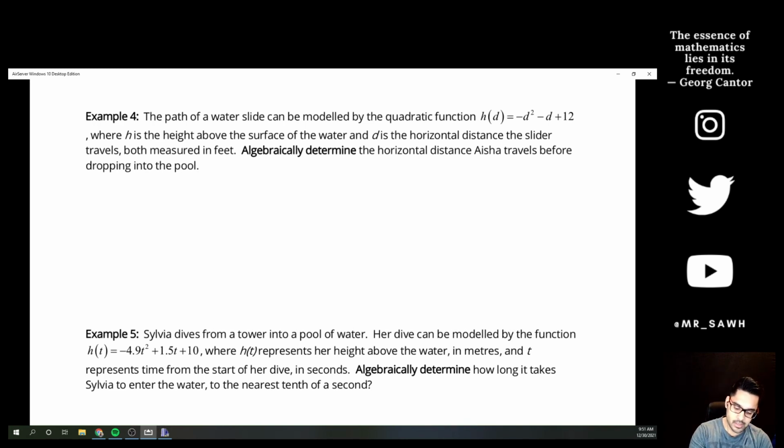Okay, so you gotta think about the situation. So let's draw this out. Just some axes for us. So here's y, here's x. And if it's a water slide, the path of the water slide modeled by that, okay. So we're going down, and here's the water underneath, right? If it's a water slide.